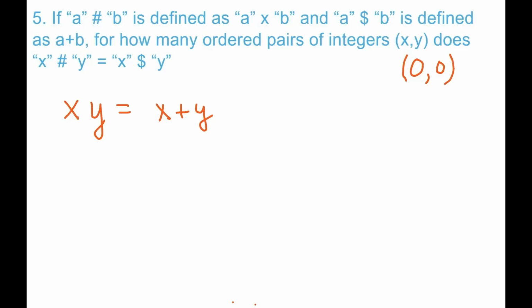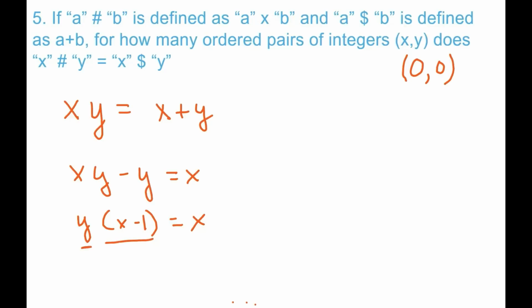Now let's assume that both of these numbers are not 0. Then we can rewrite this equation as xy minus y is equal to x. Let's factor out the y on the left-hand side. And we get y times x minus 1 is equal to x. Since both x and y are integers, this means that both these factors on the left-hand side are factors of the number x. So that means y is a factor of x.